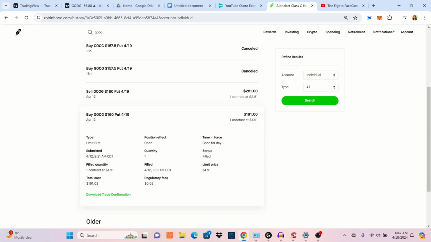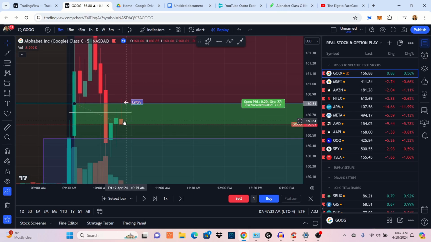Over here on the chart, it will be 10 because this is based on the New York time slot instead of where I live in Texas, which is Central Standard Time. So that is basically where I entered.